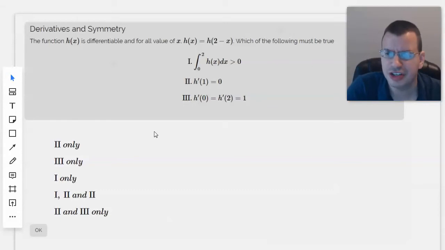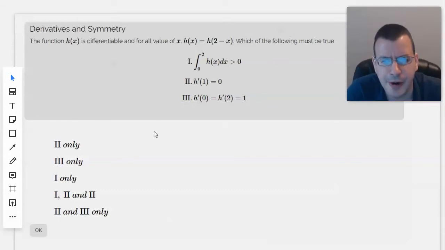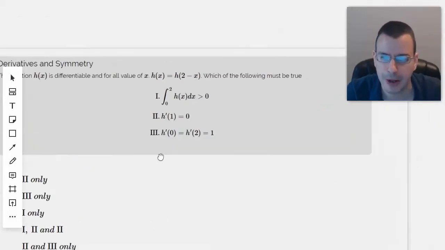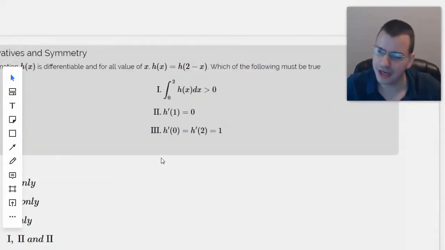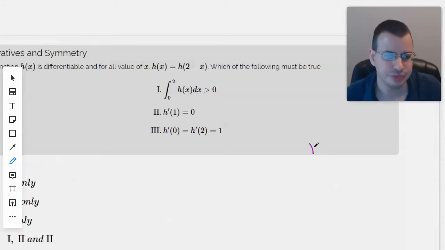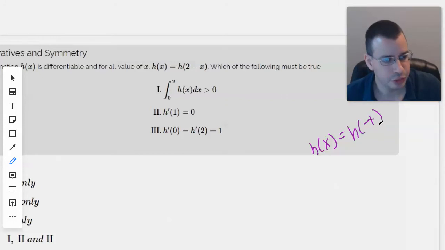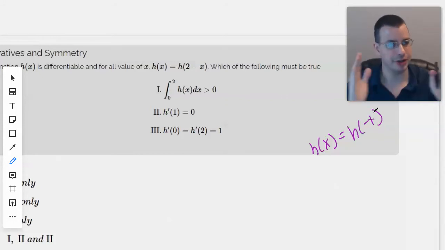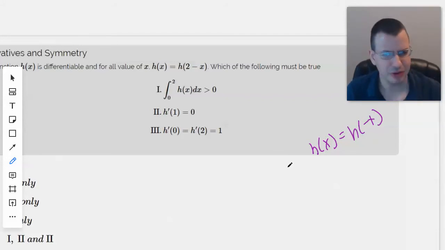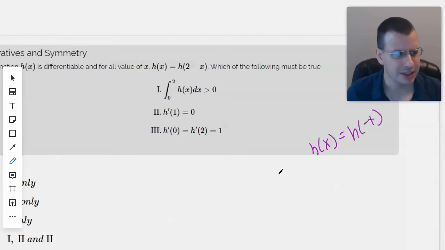The function h of x is differentiable for all values of x. h of x equals h of 2 minus x, which of the following must be true? I'm kind of used to seeing something like h of x equals h of negative x, which would mean that it's symmetrical about the y-axis. It's an even function. This has kind of the same form, but I'm not really sure what that means.